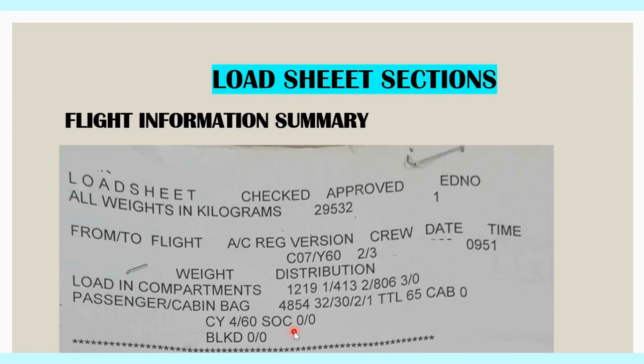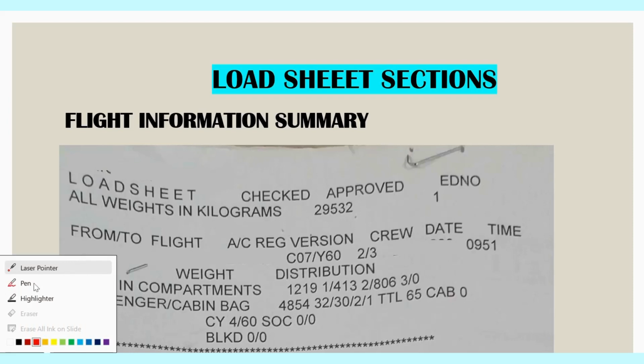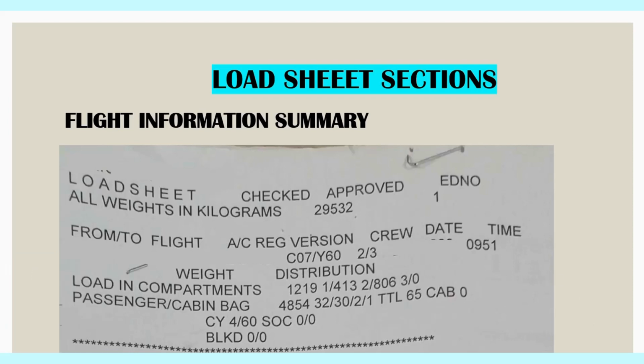Okay, so that covers this very first part of the load sheet, and often these CAB and SOC and BLKD are just overlooked, and some people don't really understand what they mean, but they have the definitions I've already given you in this presentation. Okay, so having said that, we can now move on to the next slide, and I wanted to just discuss a bit on how we can find the weight per passenger.